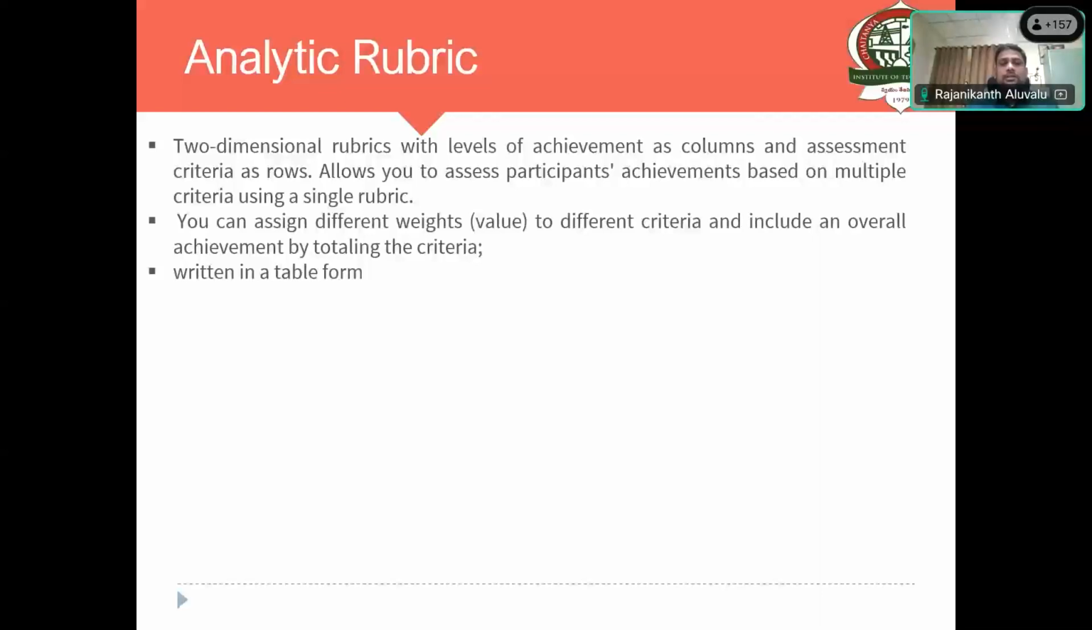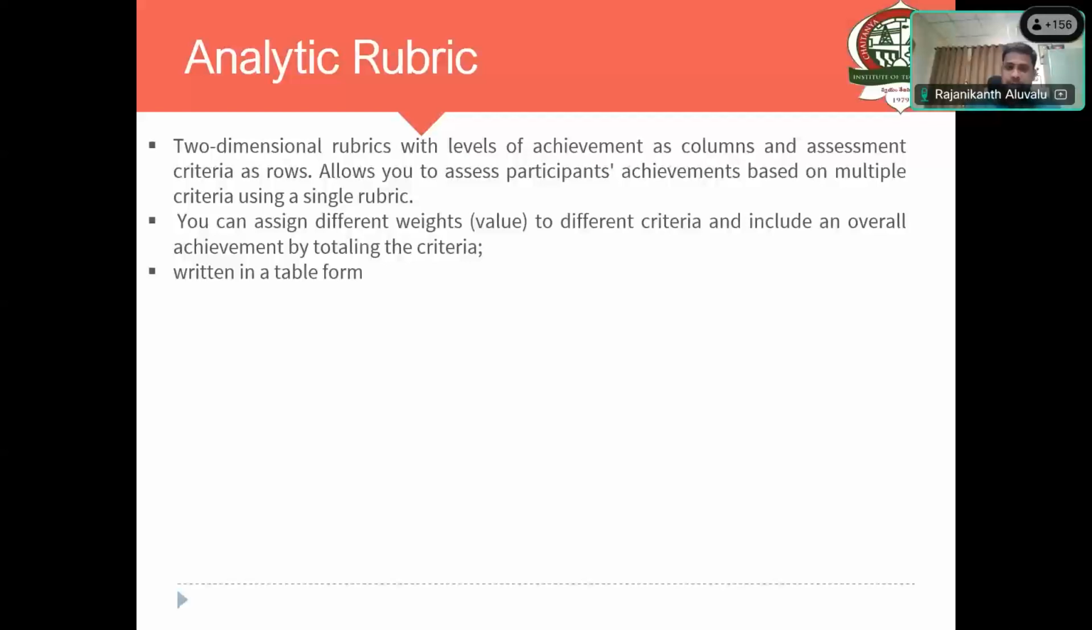So the analytic rubrics are the two-dimensional rubrics, and 90% of the time we use analytic rubrics for our assessment. So we have a row, we have a column, and every row defines a particular criteria of assessment, and that criteria will have various parameters column-wise, and every cell will have a definition for that. And this analytic rubric is mostly in tabular form, right? So this is what exactly the analytic rubric is.